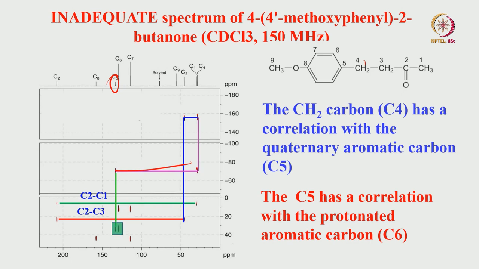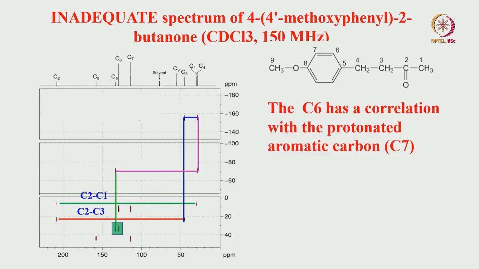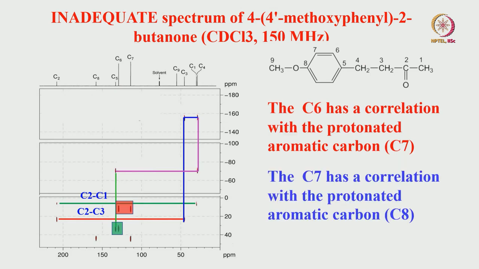Okay. And then it is also correlating to C7, has a correlation with the protonated carbon C8. C7 correlates to C8 here, and C8 is this one. So most of the carbons, starting with this one, we could assign all the carbons, trace it out very easily. C6 is correlated with C7, C7 correlated to C8. So this entire part could be assigned.